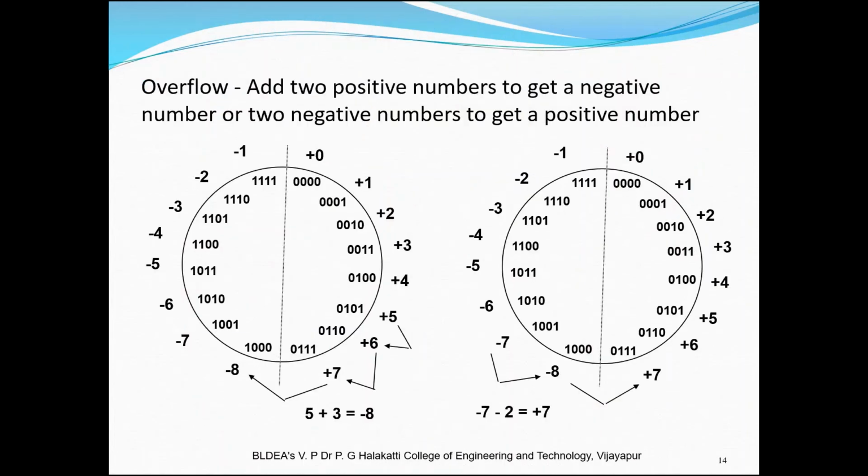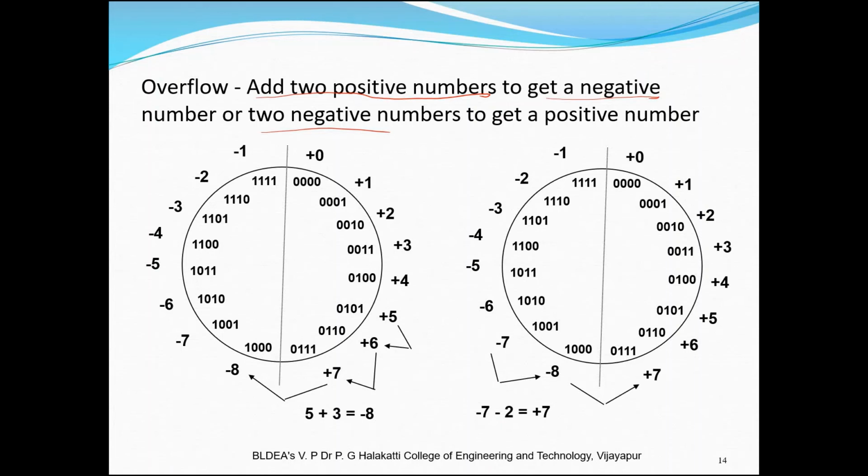Now what is overflow? Whenever we add 2 positive numbers and get a negative number, or add 2 negative numbers and get a positive number, then we say overflow has occurred. What did I say? Whenever we add 2 positive numbers and the result is negative, or if we add 2 negative numbers and the result is positive, then we say overflow has occurred.